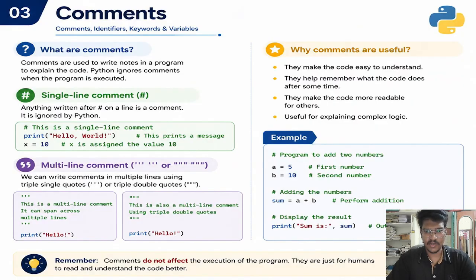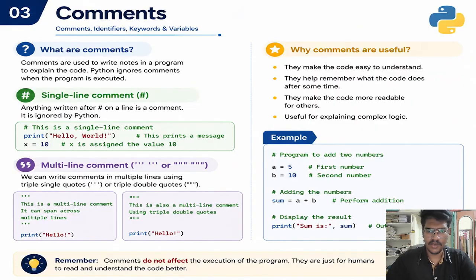First, they make the code easy to understand for anyone reading it, including yourself. You might write a complex piece of code today and come back to it six months later. Good comments will help you remember what the code was about. They make the code more readable for others, especially if you are working in a team or in an office. They are also useful for explaining complex logic step by step.